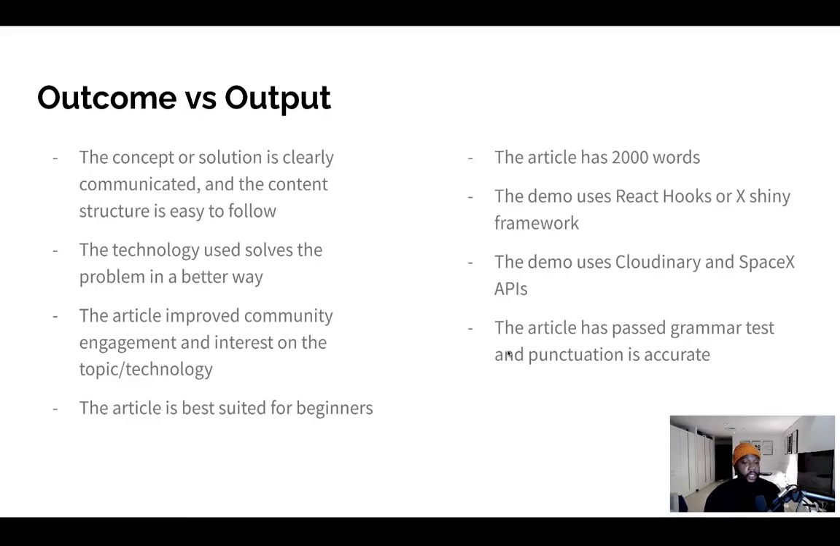Another outcome is this article is best suited for beginners. So you measure certain parameters of the article, probably the demography of the readers, and you find out that a lot of beginners actually interacted with this article. It could be from the questions, the follow-up questions that come from the article. That is a very good outcome as against the output. So when you focus on these outcomes, you get better quality content. You get content that's more meaningful.